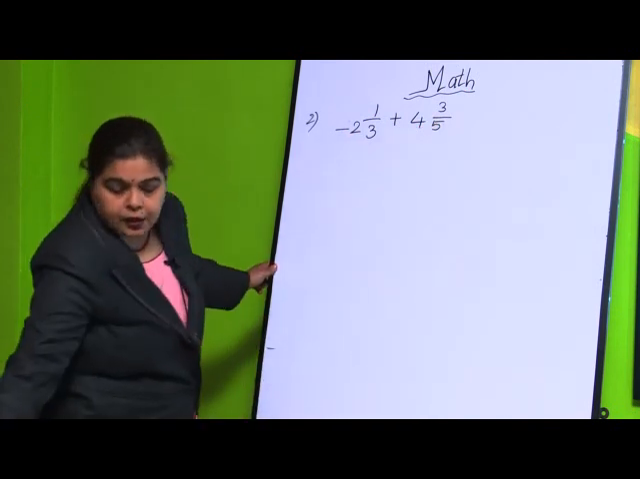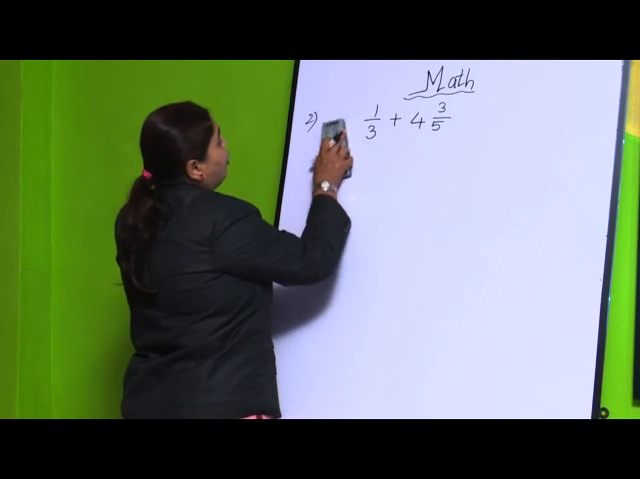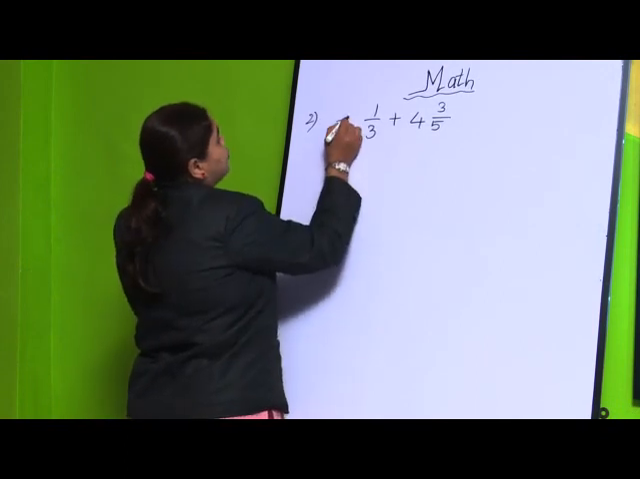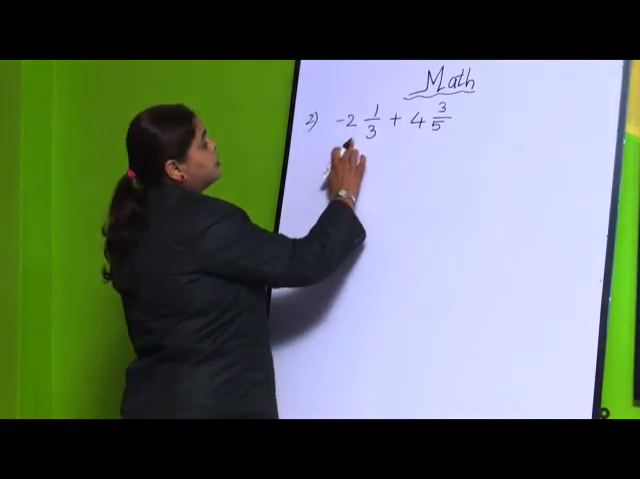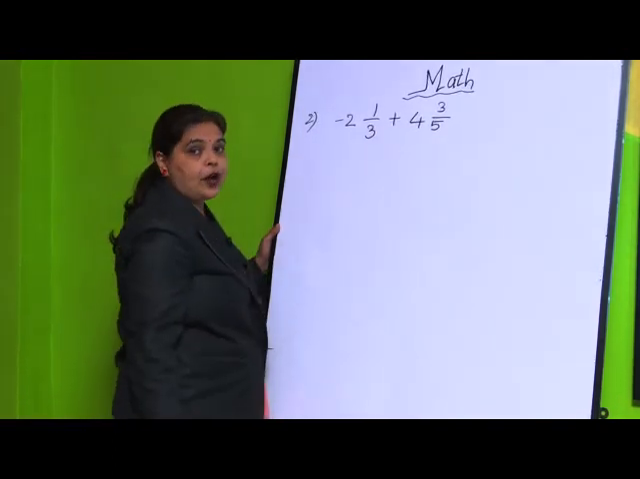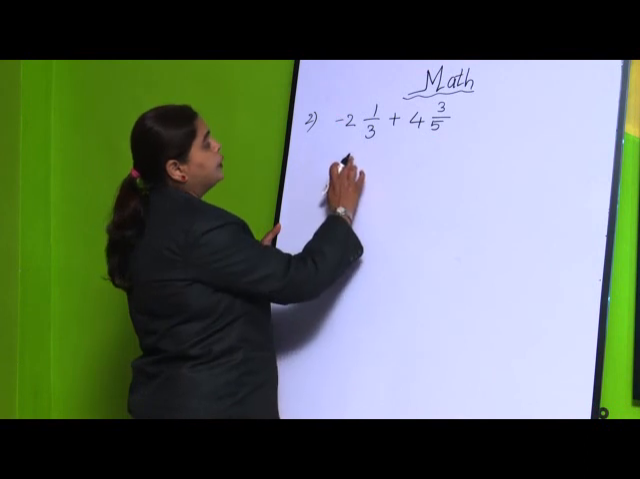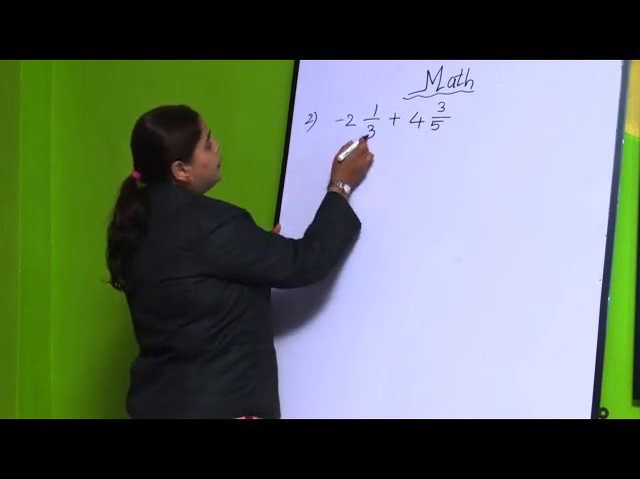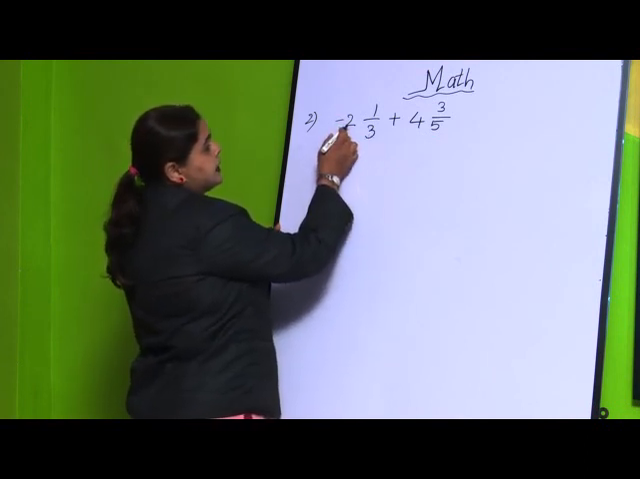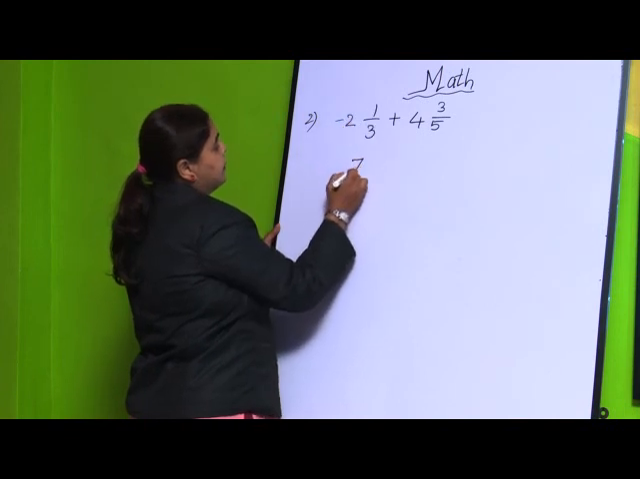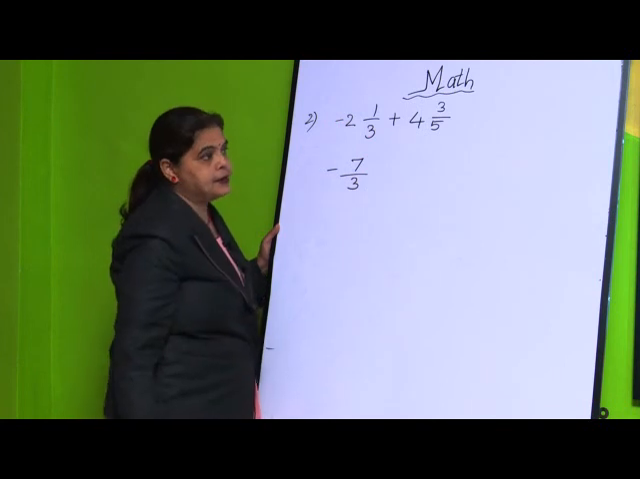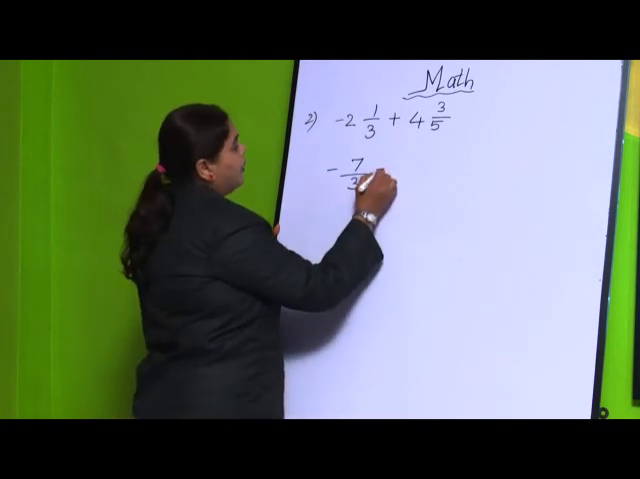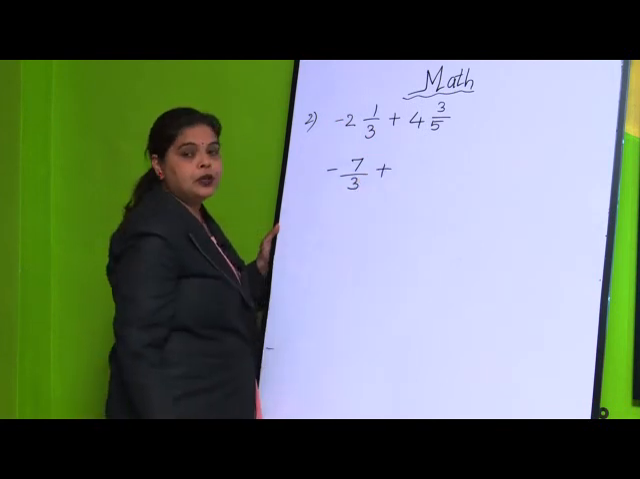Just minus 2 whole 1 upon 3. So now first it is given as a mixed fraction. First we will try to find out the improper fraction. So you know very well, 3 2s are 6 plus 1 is 7 upon 3, but here it is minus, so we will write it as minus. Now the operation is addition. We will do the addition.